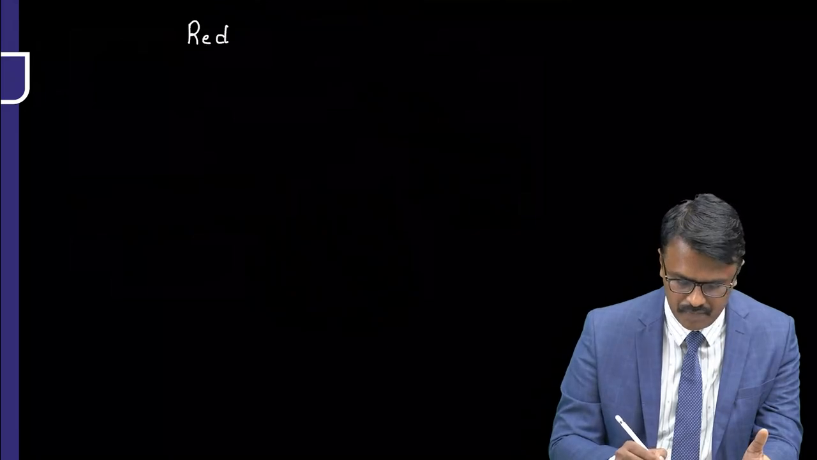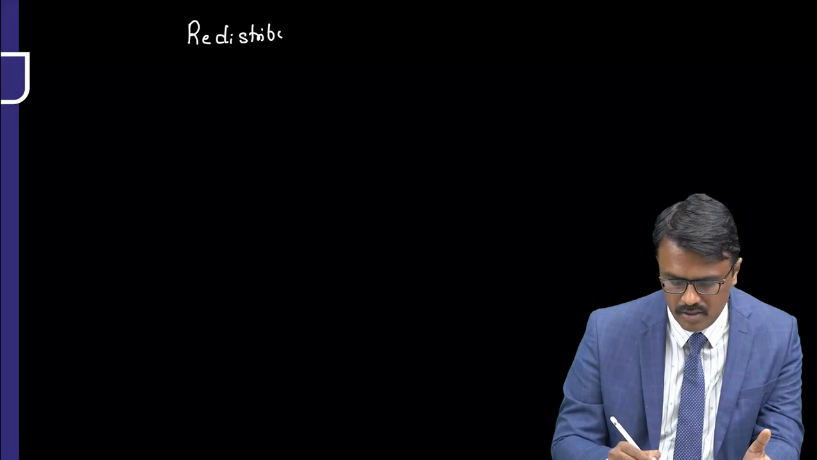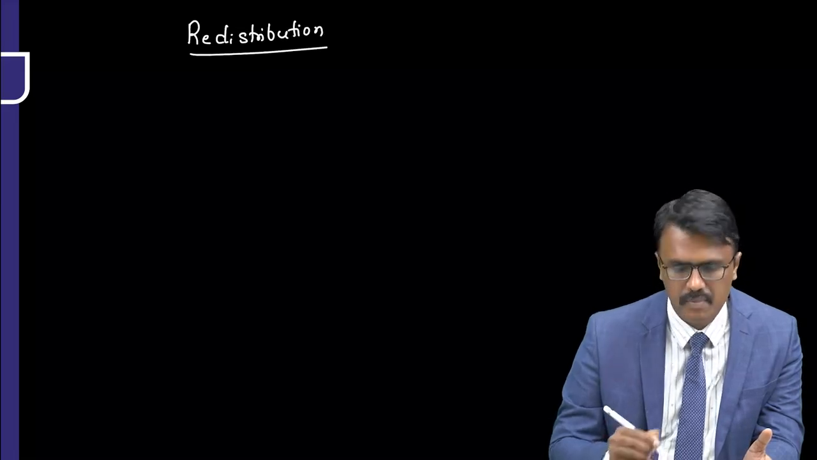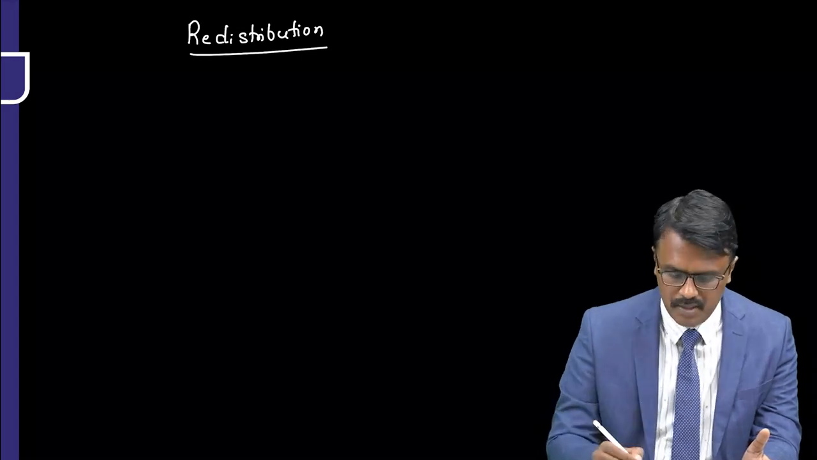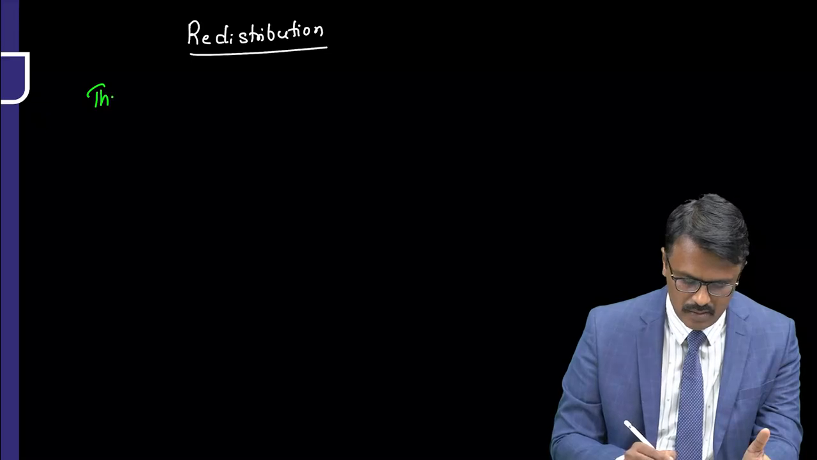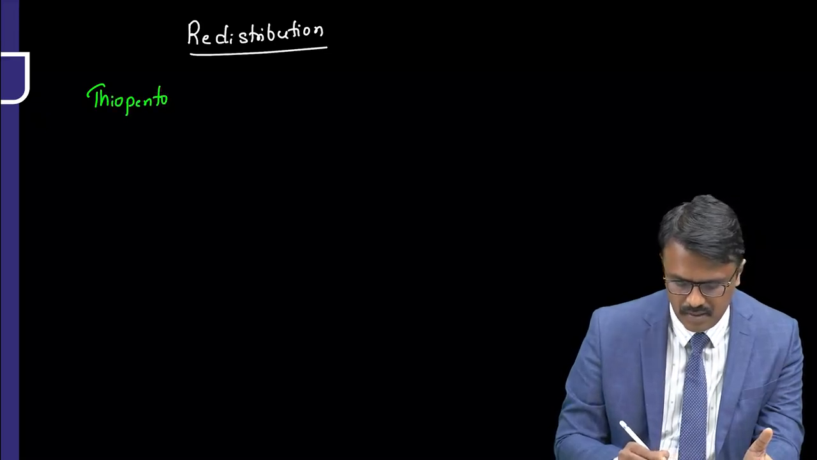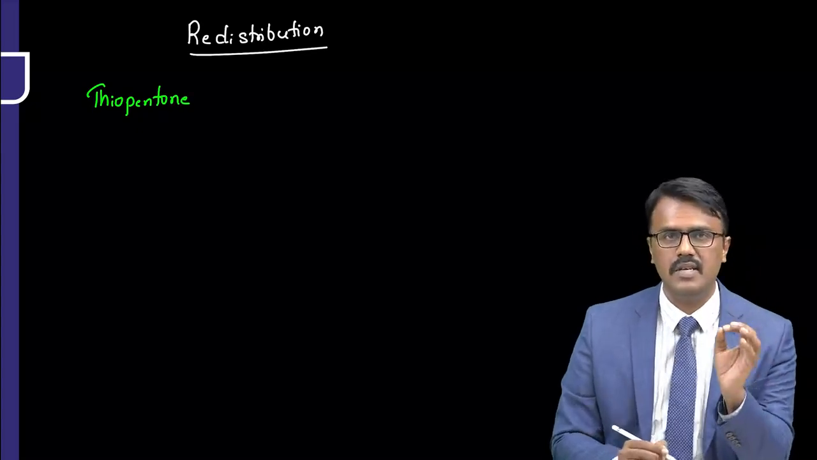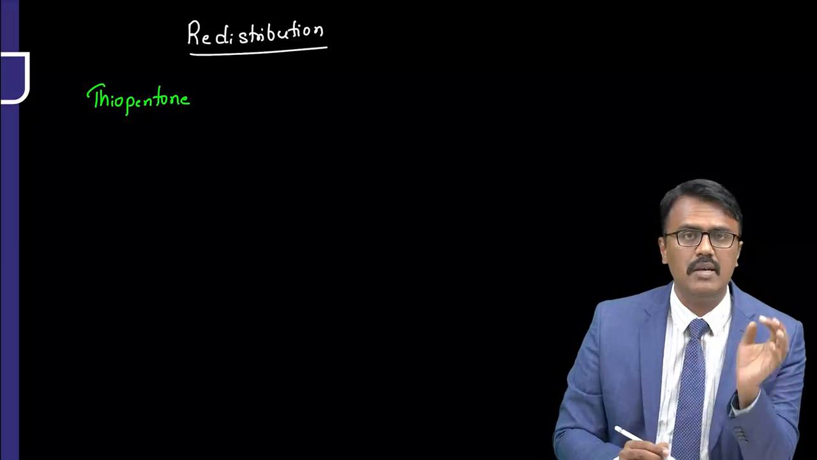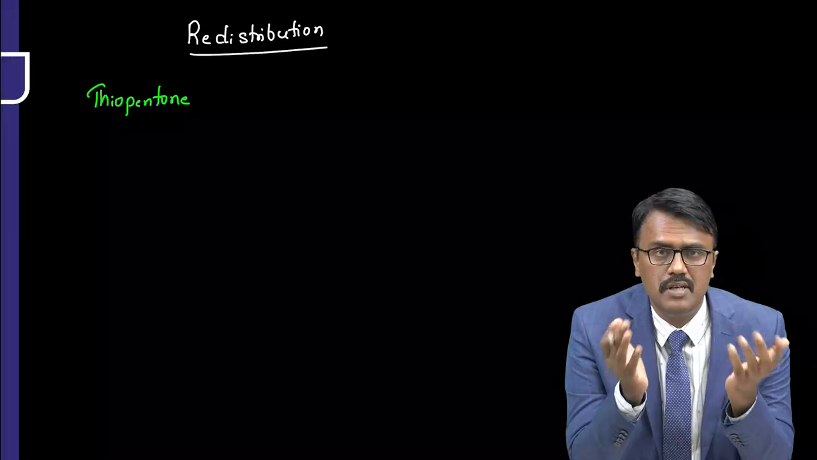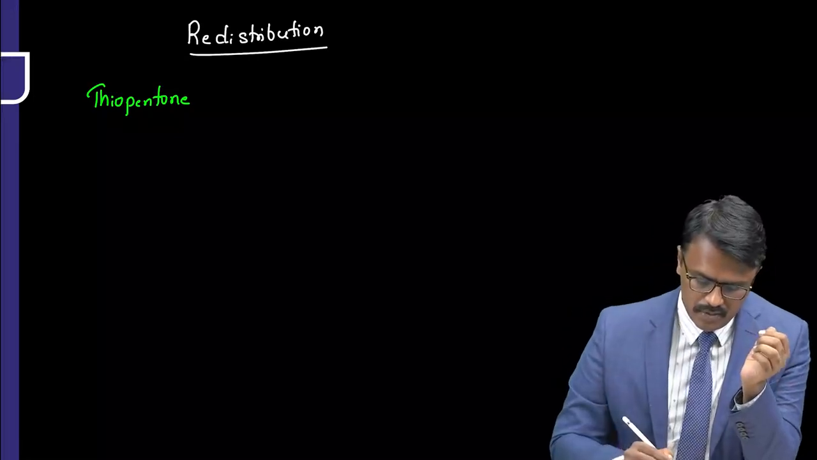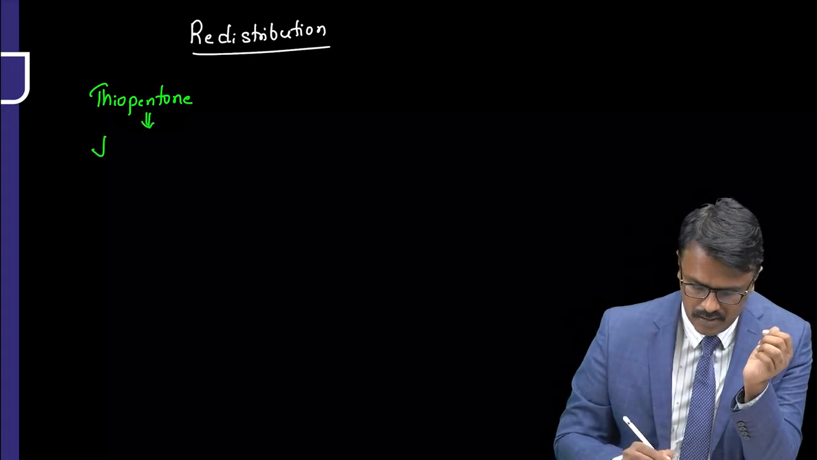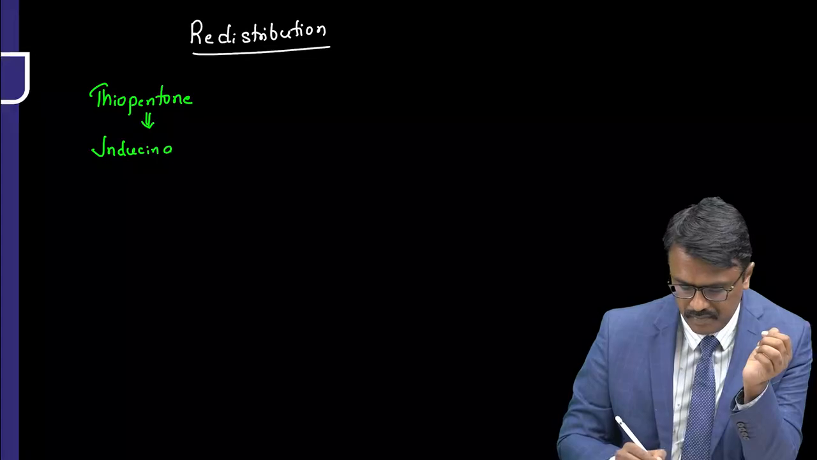Okay, so once we understood distribution, there is one more concept called redistribution. Now, what do you mean by that? Let me tell you this concept. There is a drug called thiopentone sodium. Thiopentone is an inducing agent in anesthesia. What do you mean by inducing agent? That is the agent which is used to start anesthesia. So thiopentone sodium is used as an inducing agent in anesthesia.